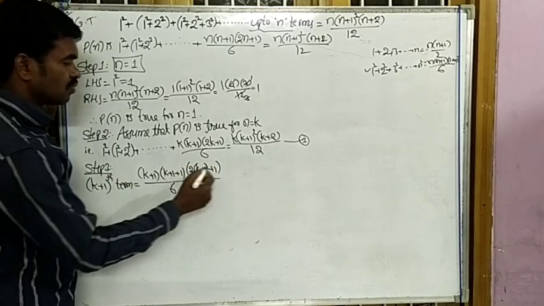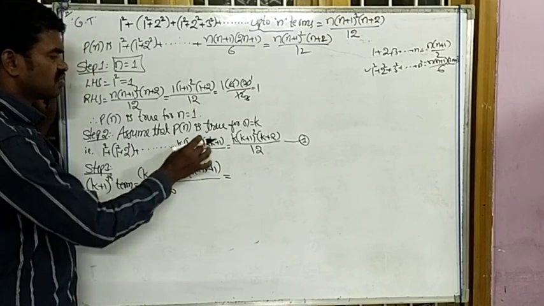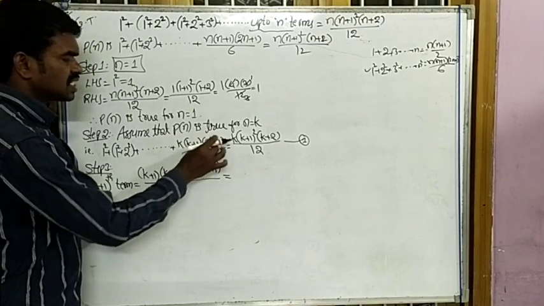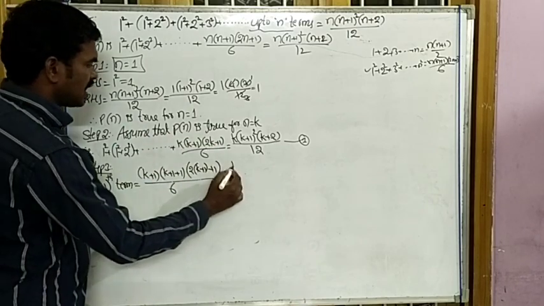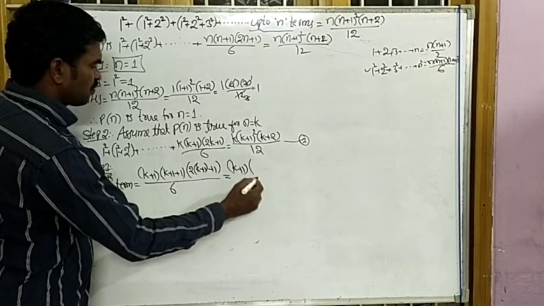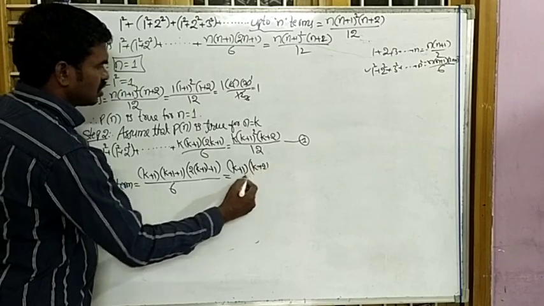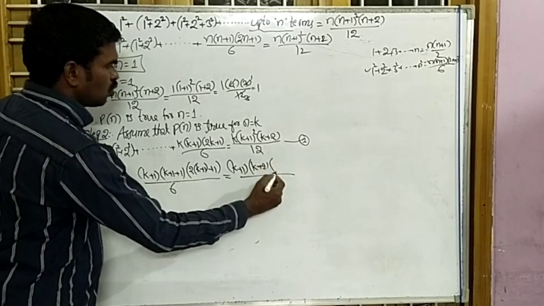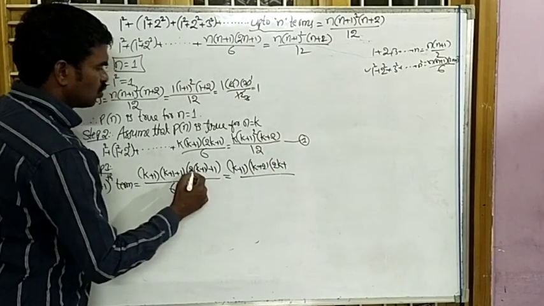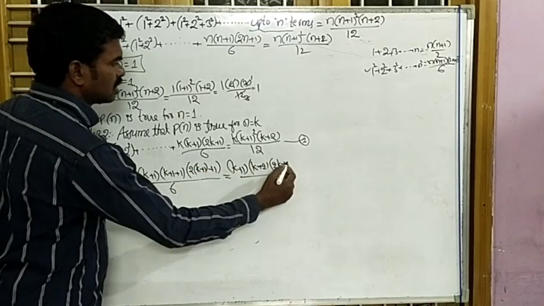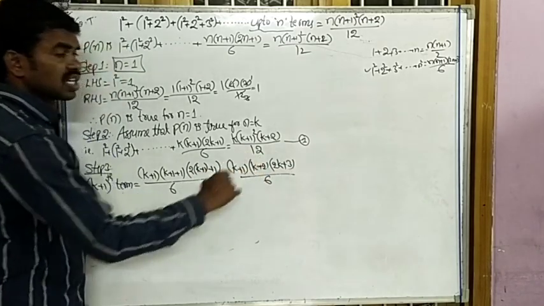I think you understood. Okay, we just kept writing k plus 1 in place of k, and the rest we wrote as it is. Now rewrite this: k plus 1 plus 1 is k plus 2, and 2 into k is 2k, plus 2 into 2 is 2, plus 1 is 3. So completely, this is the k plus 1 term.